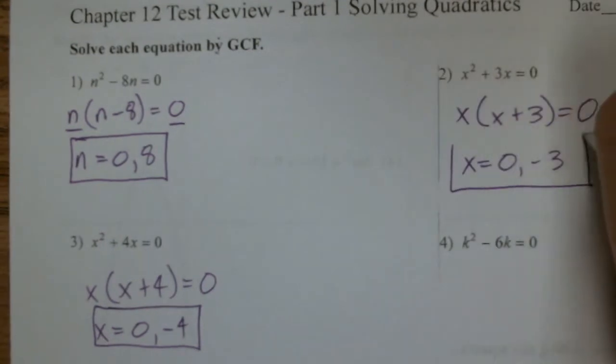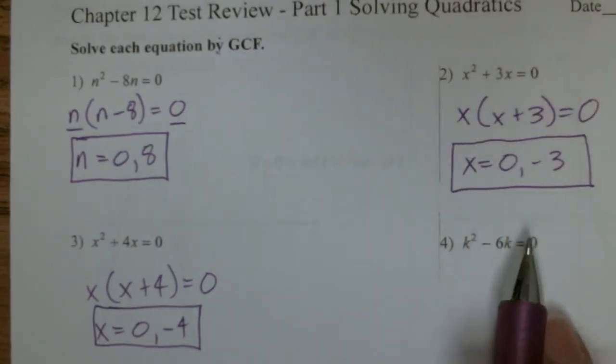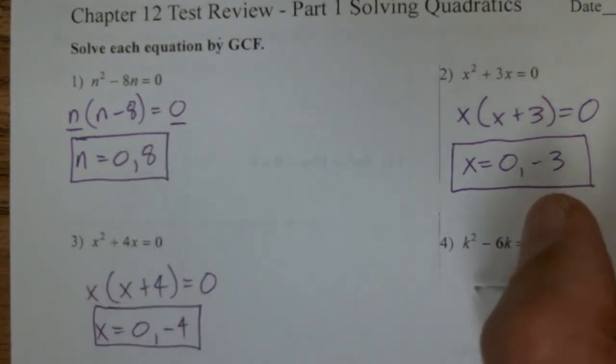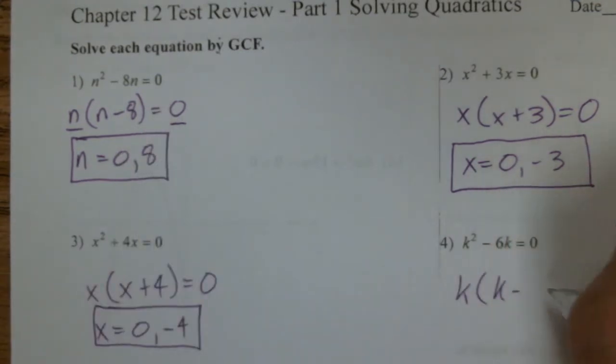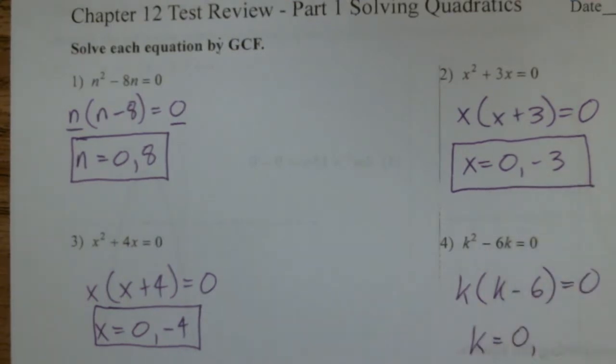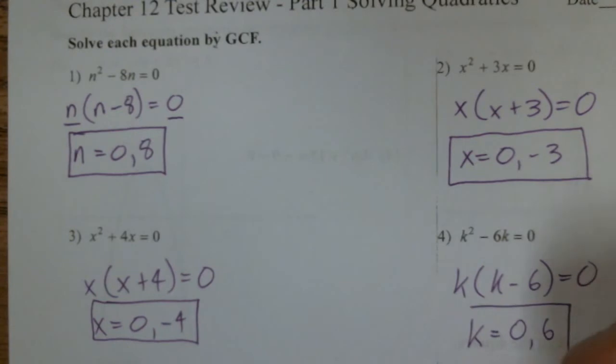And the last one here, same thing. Notice I don't have a c term. No c term. I can use GCF, so I'll factor out a k. That will leave me with k minus 6. So my two answers are 0 and, flippy flip, 6.